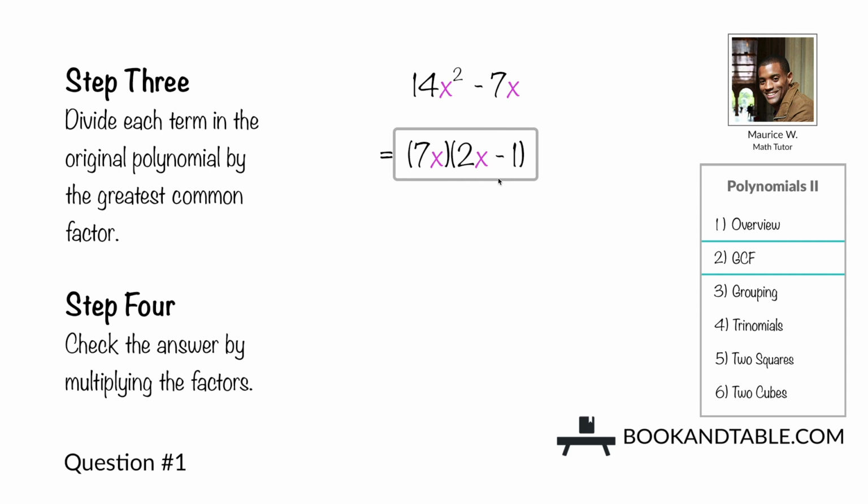Step 4, check the answer by multiplying the factors, giving us 7x times 2x, which is 14x squared, and 7x times negative 1 gives us negative 7x. So this confirms that the factors of 14x squared minus 7x are equal to 7x times 2x minus 1. So that is the answer to question number 1.